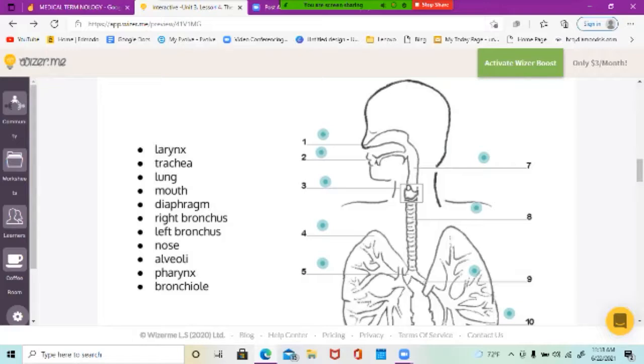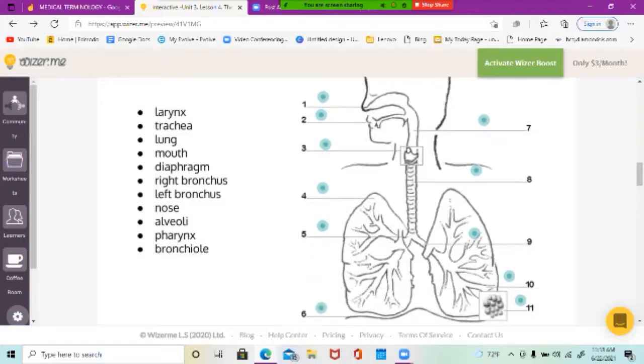Is it the nose? Yeah, just the nose. What about number 2? Mouth. The mouth, yeah. Number 3? The trachea. No, larynx. It's the larynx. Number 4? Lungs. Yep, that's the lung.